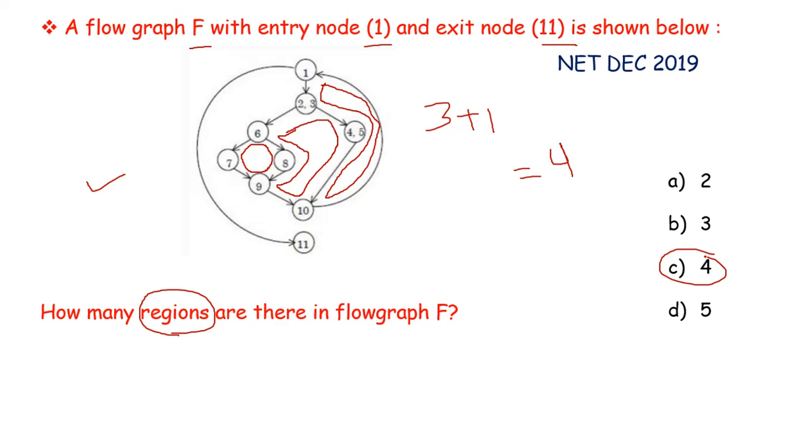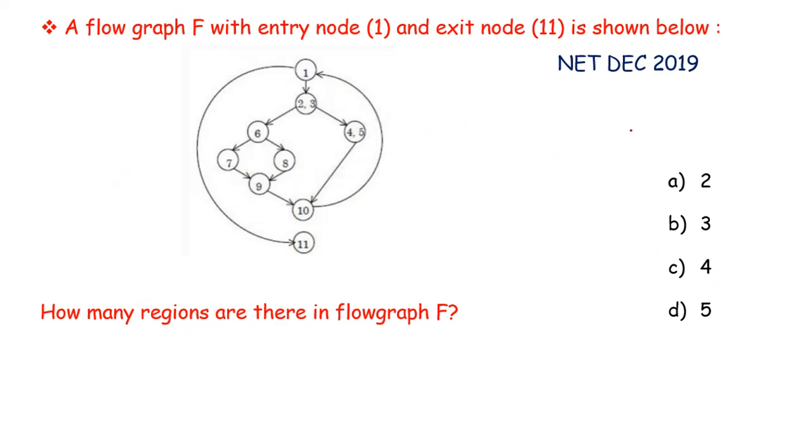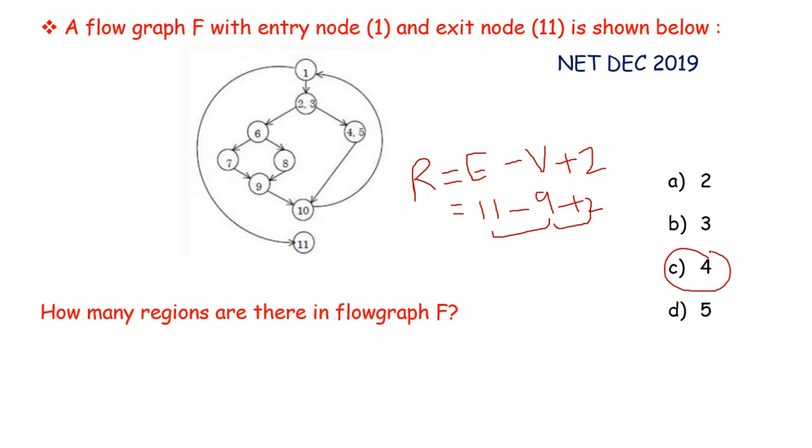There is one more method to find number of regions. We have already discussed this formula in discrete mathematics. Number of regions equals to number of edges minus number of vertices in the graph plus 2. Now pause the video, count number of edges, count number of vertices. You will see that number of edges is 11, number of vertices is 9, plus 2. 11 minus 9 will be 2 plus 2, 4. So number of regions will be 4.